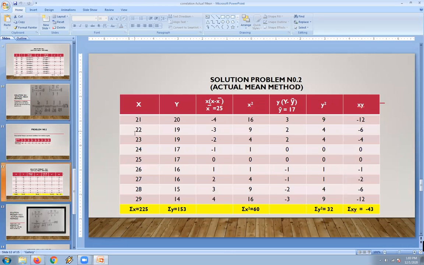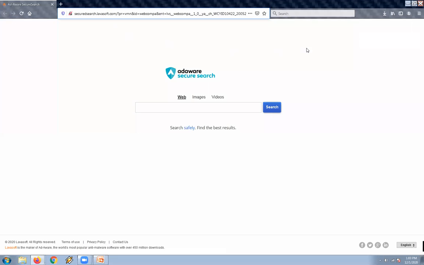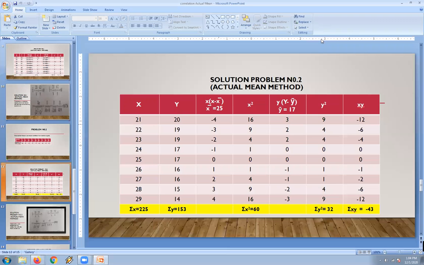21 minus 25, 22 minus 25. We are getting the values, that is minus 4, minus 3, minus 2, minus 1, 0, 1, 2, 3, 4. Then square it, we'll get 16. Minus 3 into minus 3, 9. Minus 2 into minus 2 is 4. Minus 1 into minus 1 will become plus 1. So these are the values, and the total will become sigma x square equals 60.